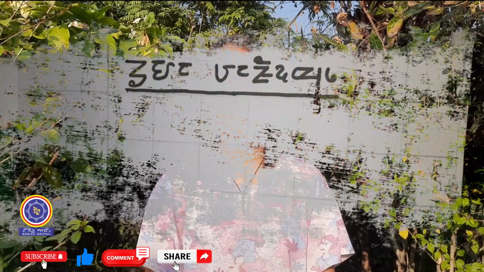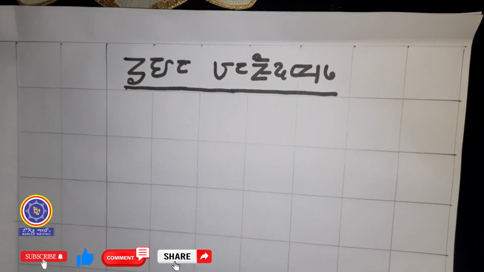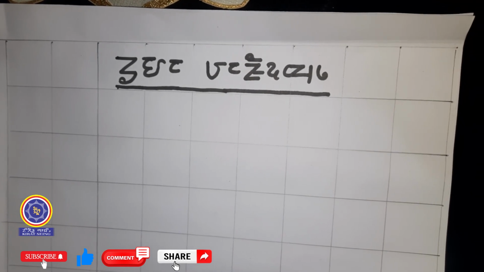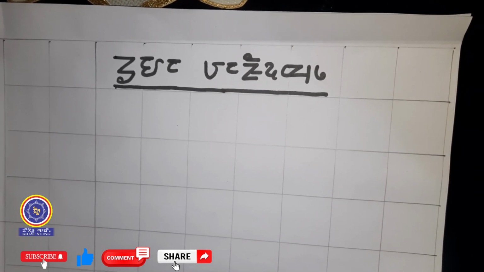We have already finished learning about KIRAT script, alphabet letters and vowel letters. So today we are going to learn about consonant with vowel symbols. So let's get started and let's learn together. So now I'm going to write consonant with vowel symbols, which is called kudok Saknambhan. So let's write together and follow me.